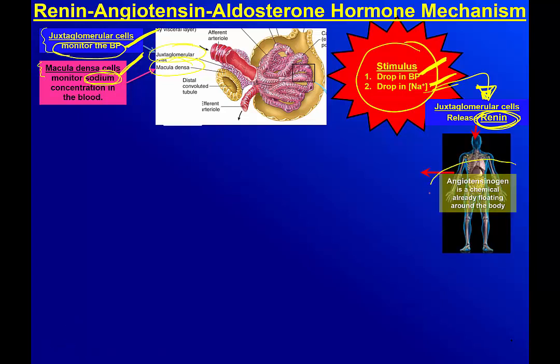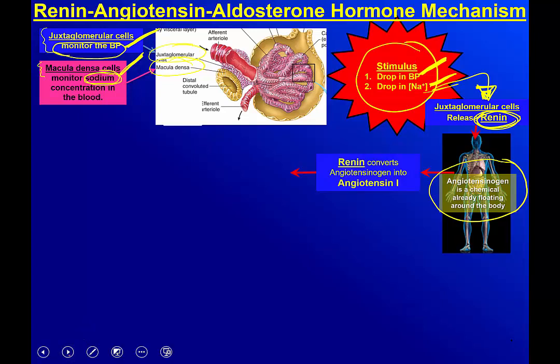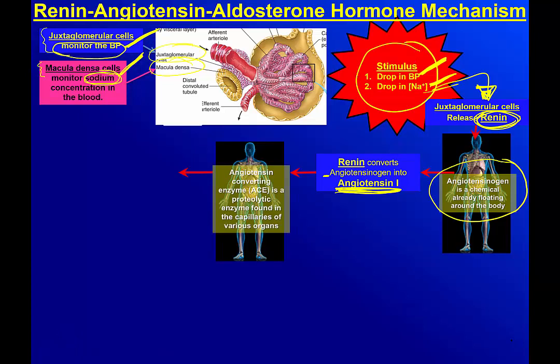It goes to the body and takes angiotensinogen that is already floating around. Angiotensinogen is always in your body, but renin converts it from angiotensinogen into angiotensin 1. Angiotensin 1 actually has contact with angiotensin converting enzyme. It's a proteolytic enzyme found in the capillaries of various organs. ACE, angiotensin converting enzyme.